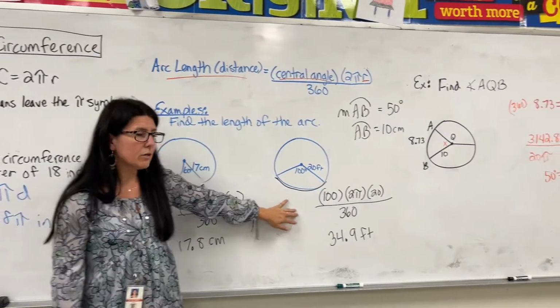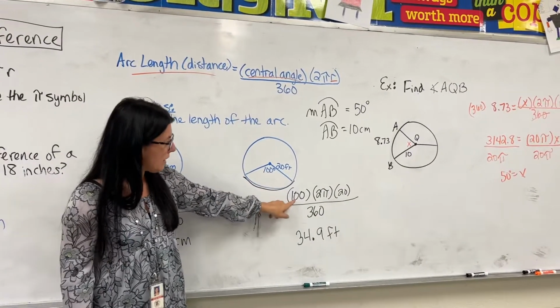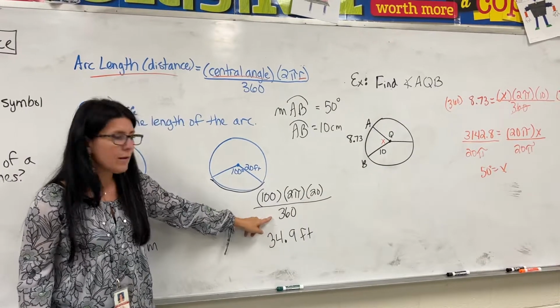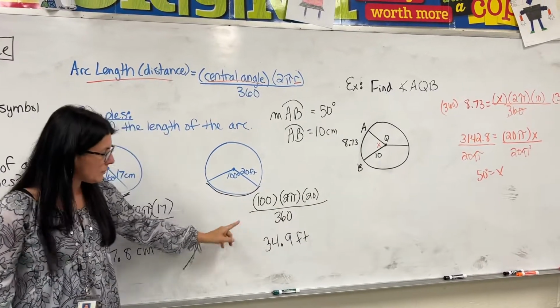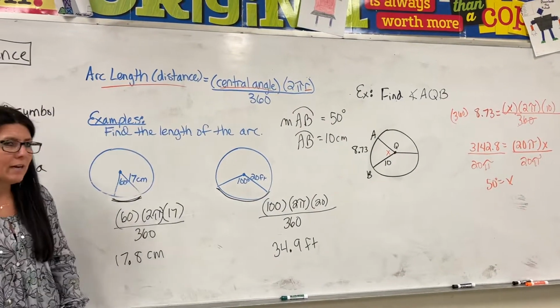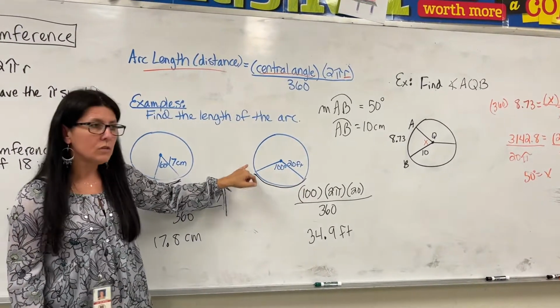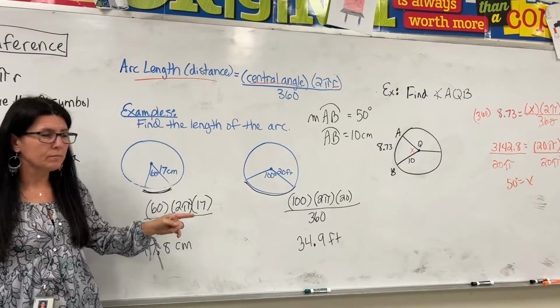Next one, very similar kind of problem. My central angle is 100 times 2 times pi times the radius, divide by 360. Again, plug that into Desmos. My rounded answer is 34.9 feet, which is the length of this arc, the black part of that circle. So it's part of the entire circumference.